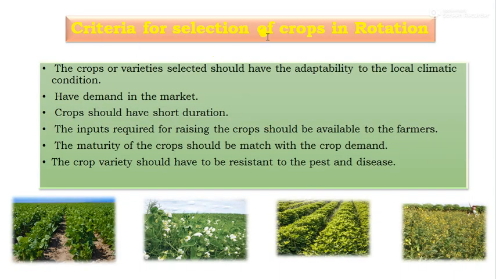Next point is the criteria for selection of crops in rotation. The crops or varieties selected should have adaptability to the local climatic conditions, have high demand in the market, and have short duration. The inputs required for raising the crops should be available to the farmers. Maturity of the crops should match the crop demand, and the crop variety should have resistance to pests and diseases. This is the basic and important criteria required while selecting crops in the rotation system.